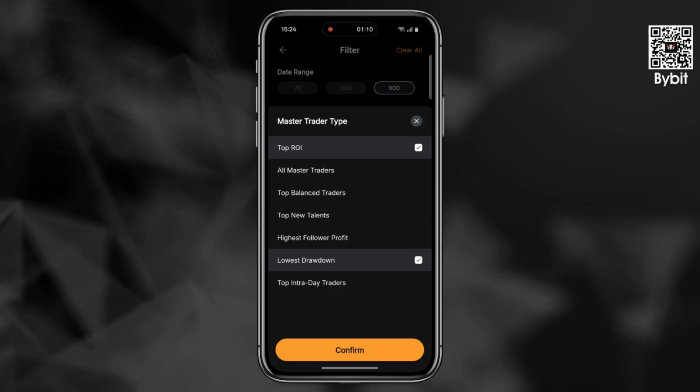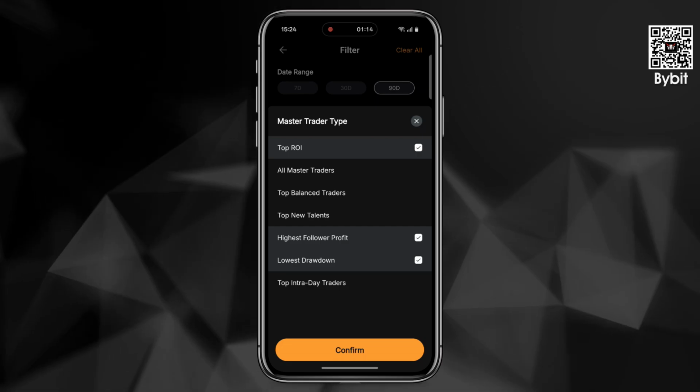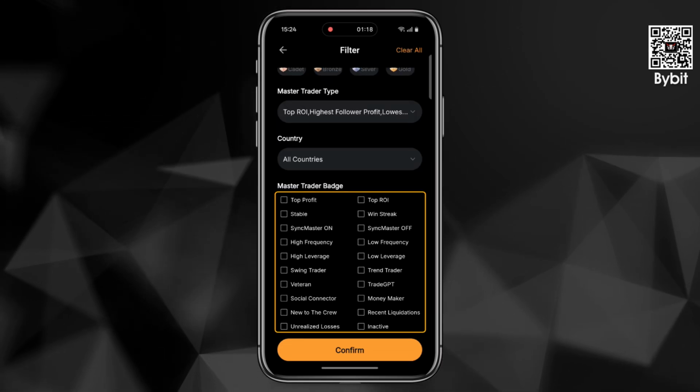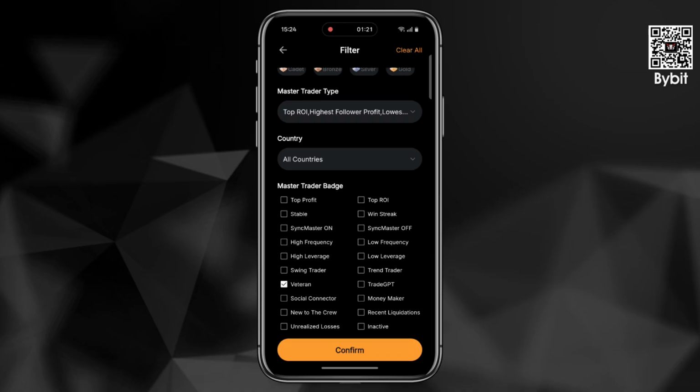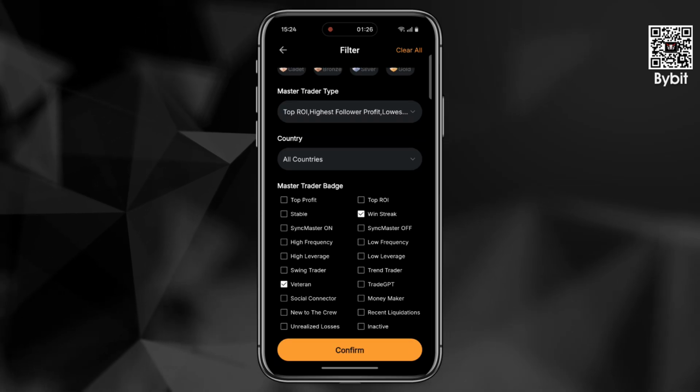Number of followers: an indirect indicator of trust in the trader. Profit, P&L, helps to understand how much the trader has actually earned. If possible, choose tags such as aggressive or conservative. However, it's best to disable the region filter to see all traders without restrictions. After making your selections, press confirm, and the list will refresh.